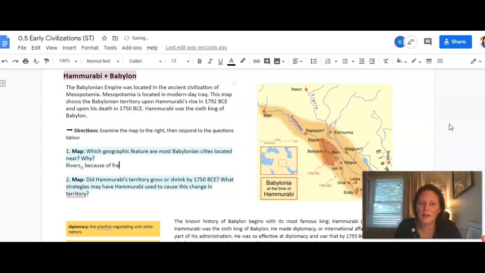Because of freshwater supplies. Later, we'll also learn that rivers were also used to create boundaries or kind of support and protection from your enemies later.